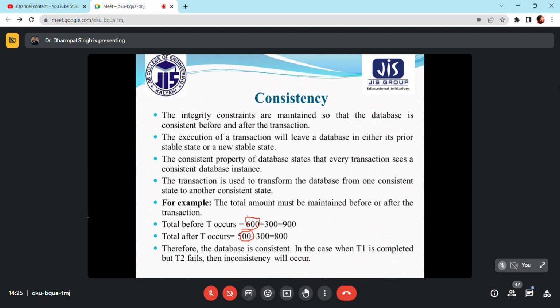So suppose I have one account with 600 rupees and I want to add 300. Obviously my value will show 900. If my value shows, suppose, 800, then my database before the start of the transaction was in a correct state at 600, but after the execution of the transaction it is showing a wrong result due to some mistake. It is showing 800 rupees, so it is not correct. Consistency is saying that the integrity constraint is maintained before the transaction, and after the transaction it must also be consistent.